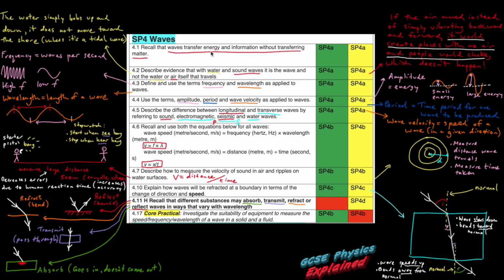Recall that waves transfer energy and information without transferring matter. Well, that's just a statement that you need to know. Describe evidence that with water and sound waves, it is the wave and not the water or air itself that travels. In other words, the water simply bobs up and down. It does not move toward the shore, unless it's a tidal wave, of course.